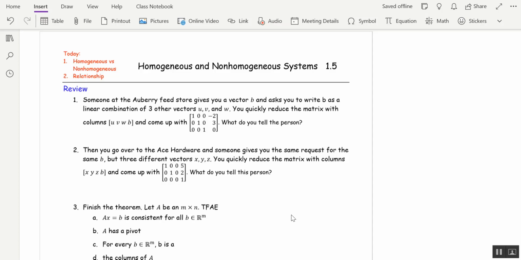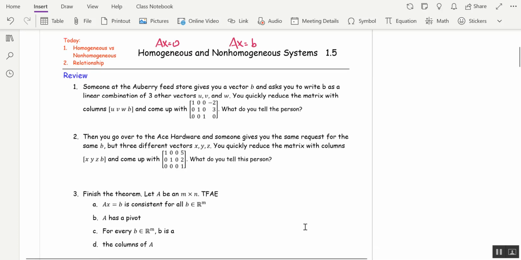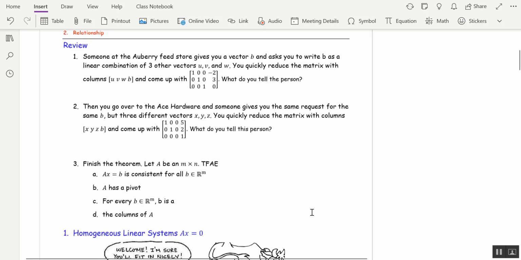Section 1.5, and we're going to talk about a homogeneous system, AX equals 0, and how it's related to the non-homogeneous system, AX equals B. Let's start with a little review. You might want to pause the video and see if you can do these 3 problems on your own, and then start it up. All right, so hopefully you did that.